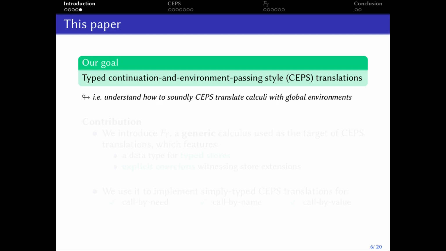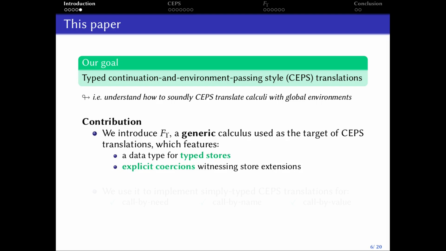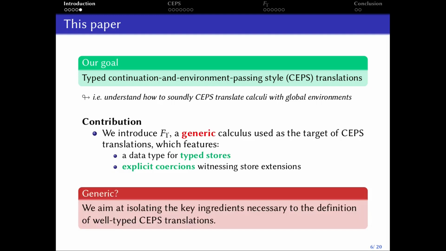In this paper, we are precisely defining well-typed continuation and environment passing style, which I will call CEPS afterwards. And our main contribution is the introduction of a calculus, F epsilon, which is generic as a target for CPS translations. This calculus, as we will see, is featuring two main things. The first one is the type for typed stores, and the other one is a mechanism of explicit coercions, which is going to witness the extensions of stores.